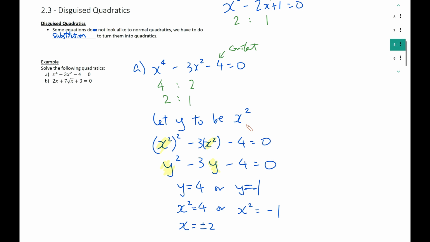Now x squared equals minus 1 has no real solution. If you do further maths, you would find a solution, but in normal maths, we don't consider any complex numbers. Anything that is not real, a calculator gives you a maths error. We don't consider it in normal maths. So we're going to reject it. I'm going to put a bracket, so you reject, or you can just cross it out. Okay, so the answer is x equals plus and minus 2. Right, let's do part B.